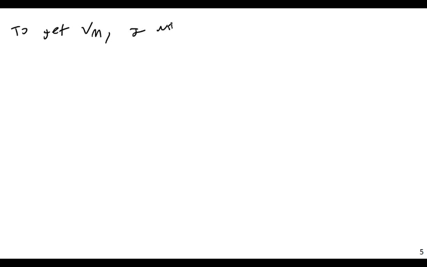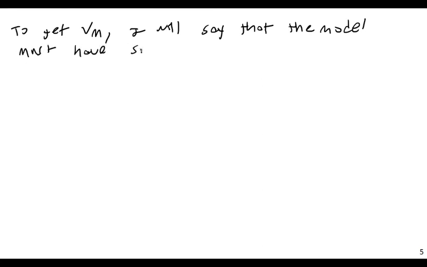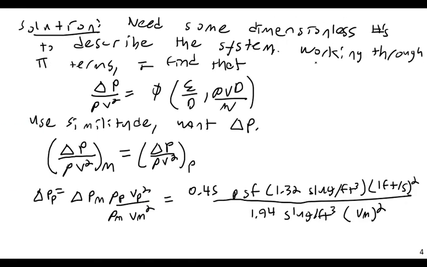And to get VM, I will say that the model must have similitude with rho VD over mu. Now, the reason I'm choosing these is because I found that my system used these three pi variables, or these three pi terms.